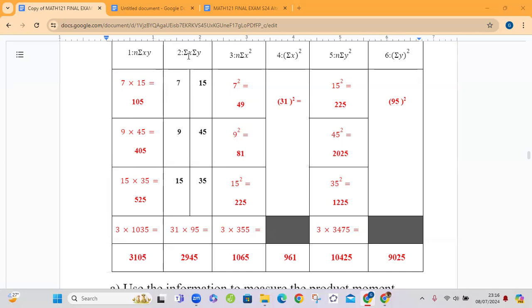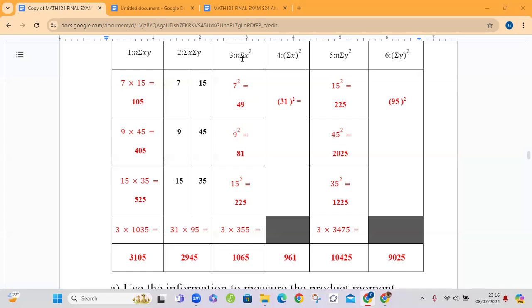The second value is the sum of x times the sum of y. So we need the x's, 7, 9, and 15. We find the sum, which is 31. For the sum of y, we need the y's, 15, 45, and 35. We find the sum, which is 95. Now we can multiply 31 times 95. That's the second number, 2945.